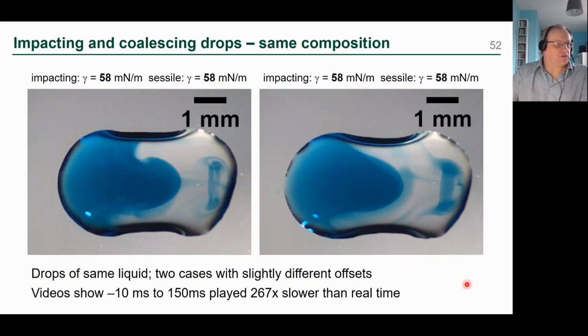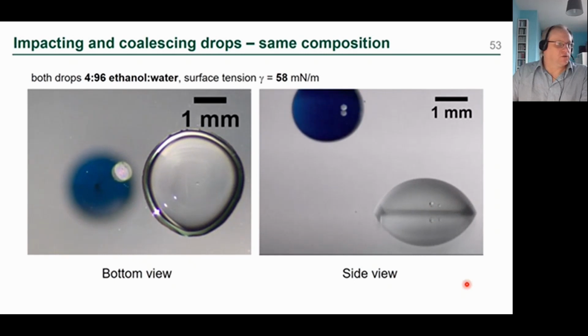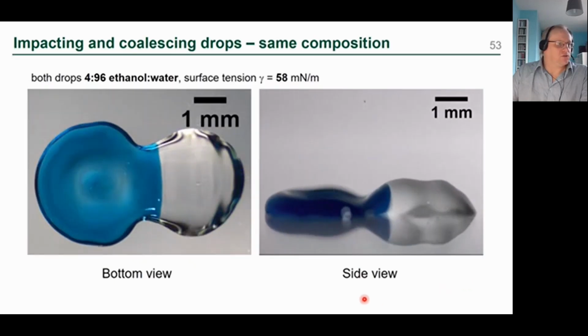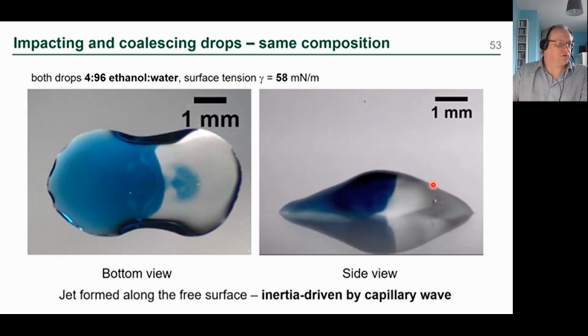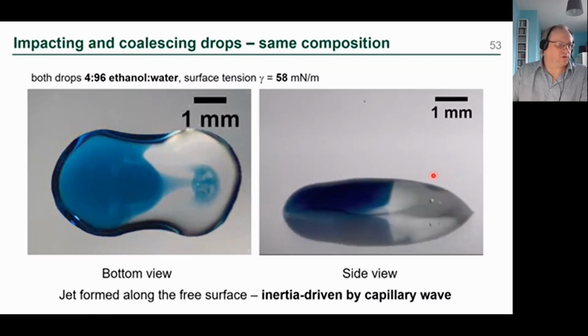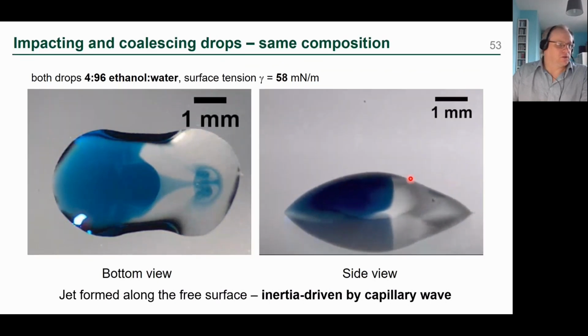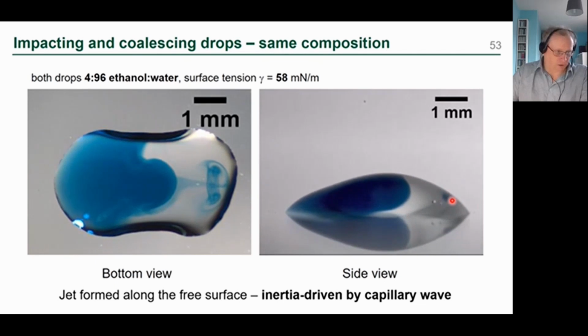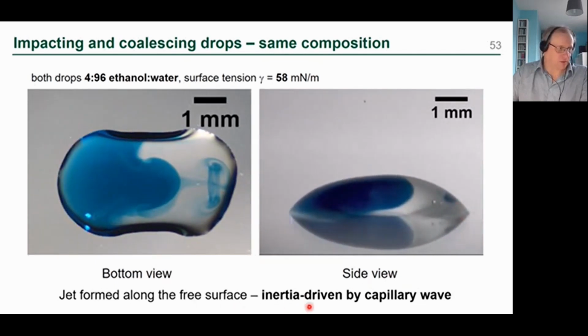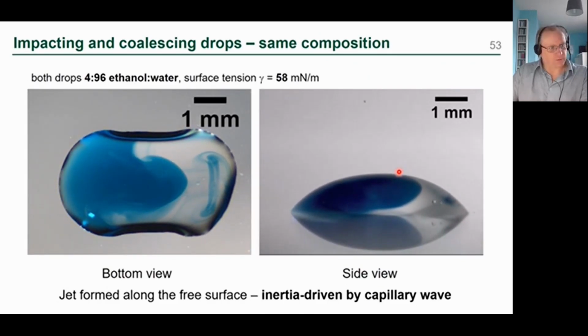However, when you look at this from the side, what you see is actually that jet is just confined to the surface of the droplet. Here it is, just at the top here. So from the bottom, it looks like, oh, we're getting some mixing going on there, but actually it's confined to the surface. And it's driven by this capillary wave again, which comes along here and sort of breaks just at the top and propels this jet into the original droplet.